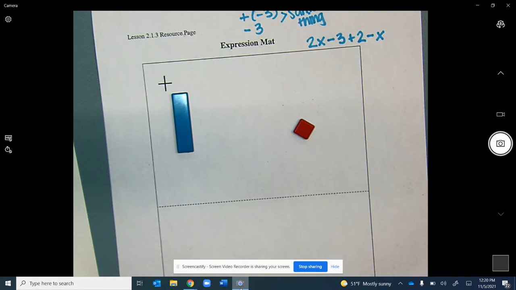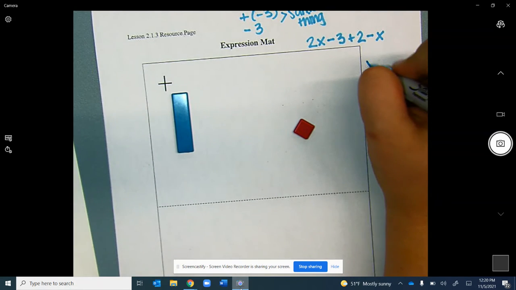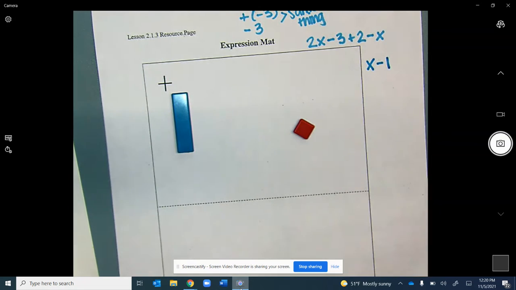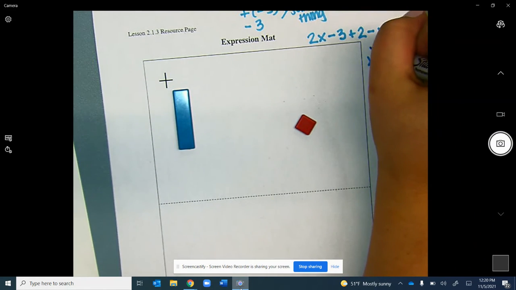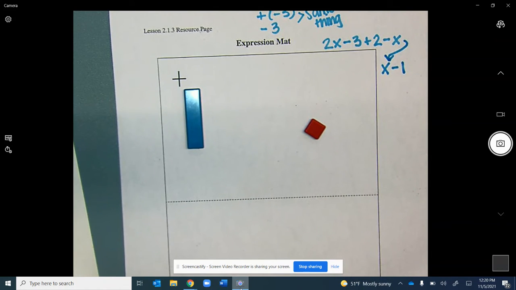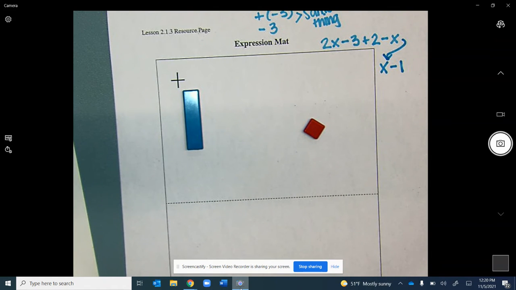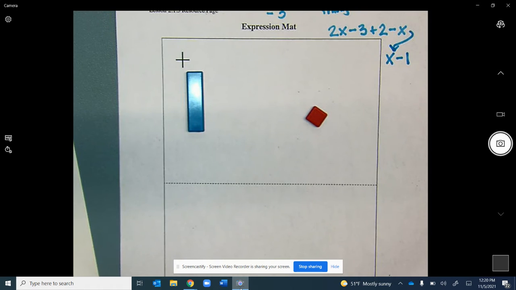So what am I left with on my mat? Well, I have x minus 1. Okay, so these two expressions would be equivalent. I did not change the value of the expression. I just regrouped it and made 0 pairs.